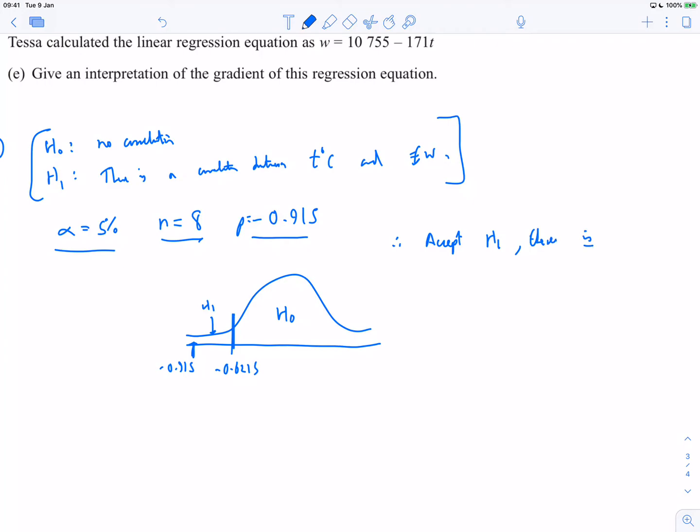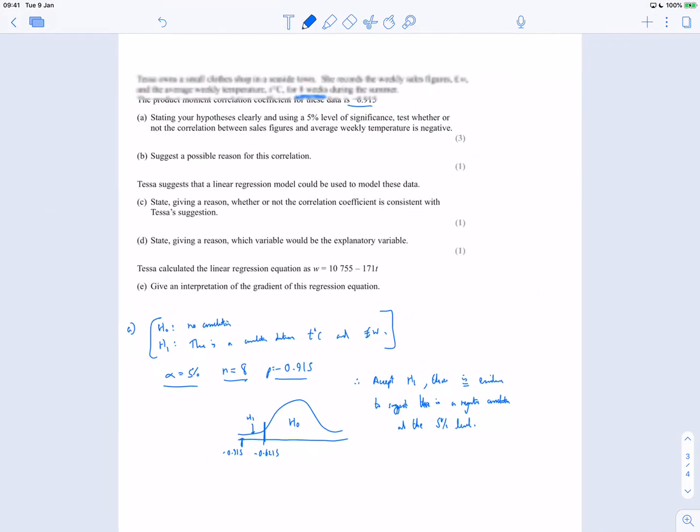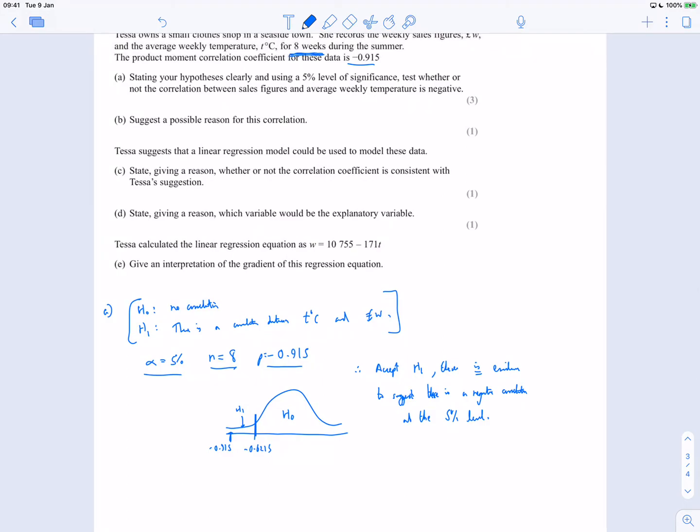there is evidence to suggest there is a negative correlation at the 5% level. Okay, easy peasy. Okay, B, suggest a possible reason for this correlation.